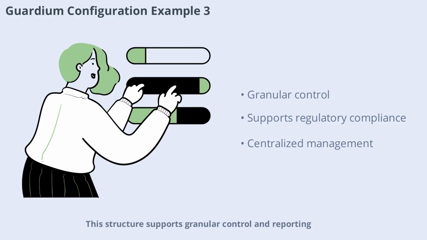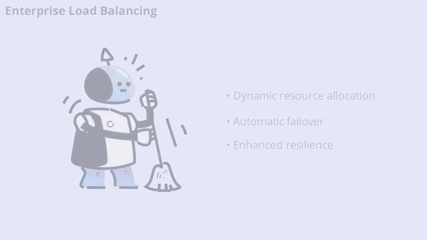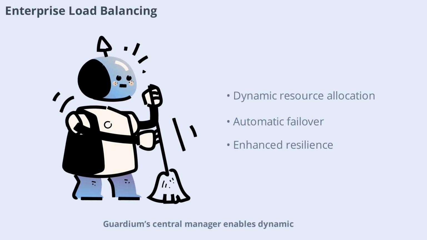This structure supports granular control and reporting, making it easier to meet regulatory requirements and internal audit needs. Guardium's central manager enables dynamic load balancing across the monitoring infrastructure. By evaluating collector loads before assigning new STAP agents, the system ensures optimal resource utilization. Failover units can be defined as part of post-installation configuration, and STAP agents can be relocated automatically as needed. This automation reduces manual intervention and enhances system resilience.